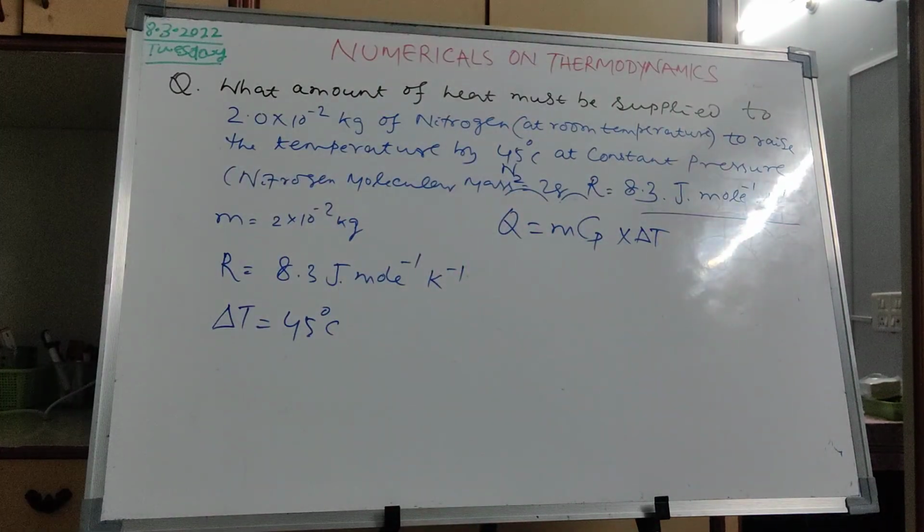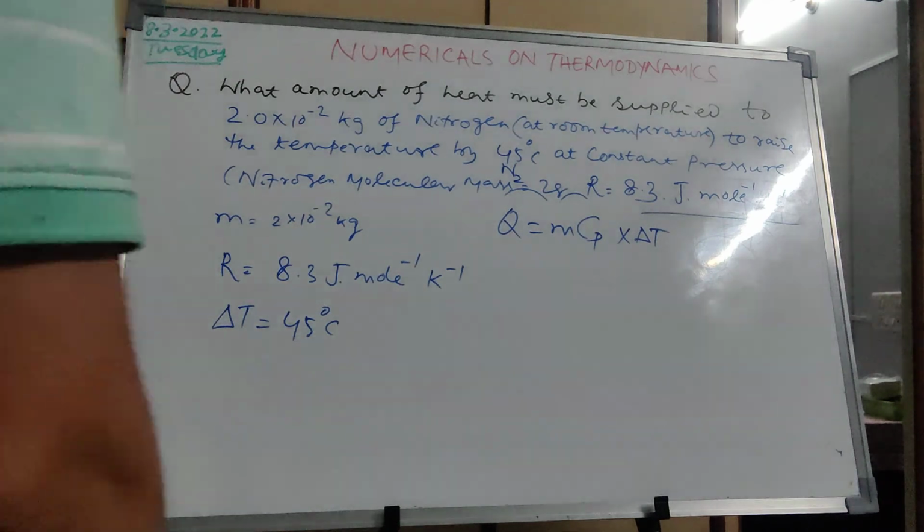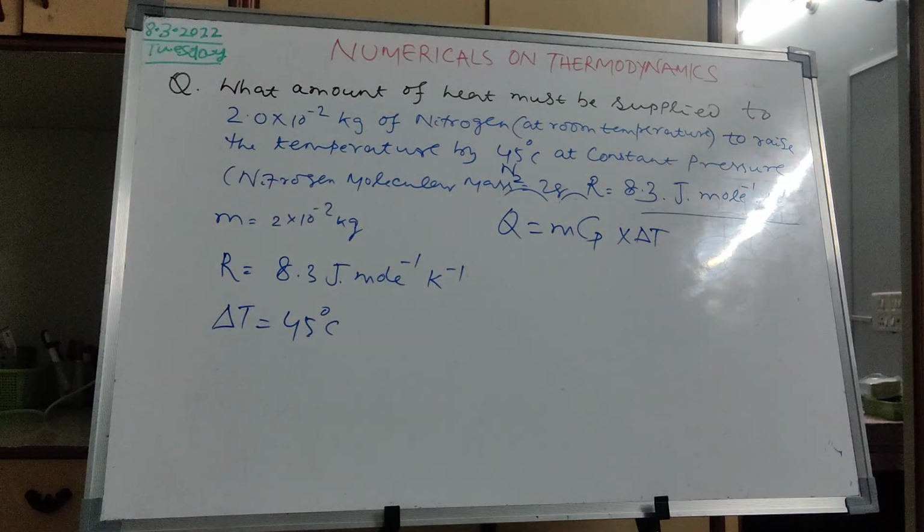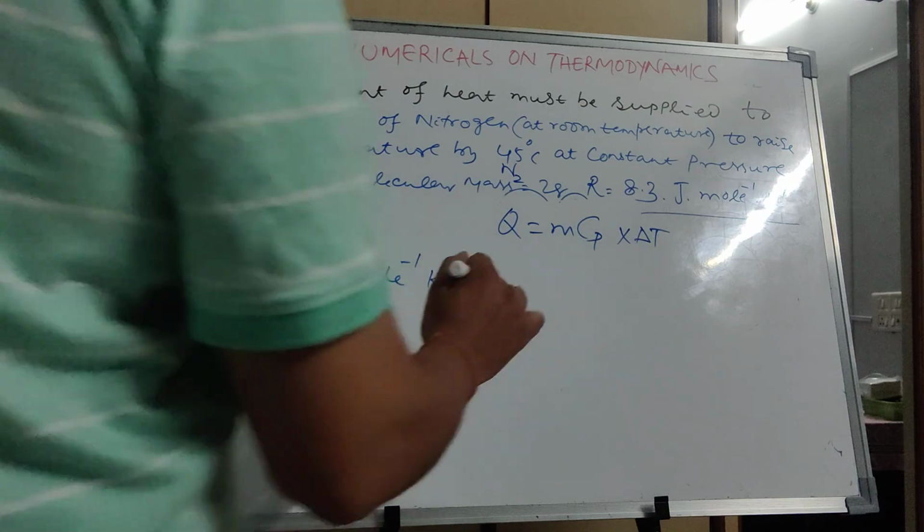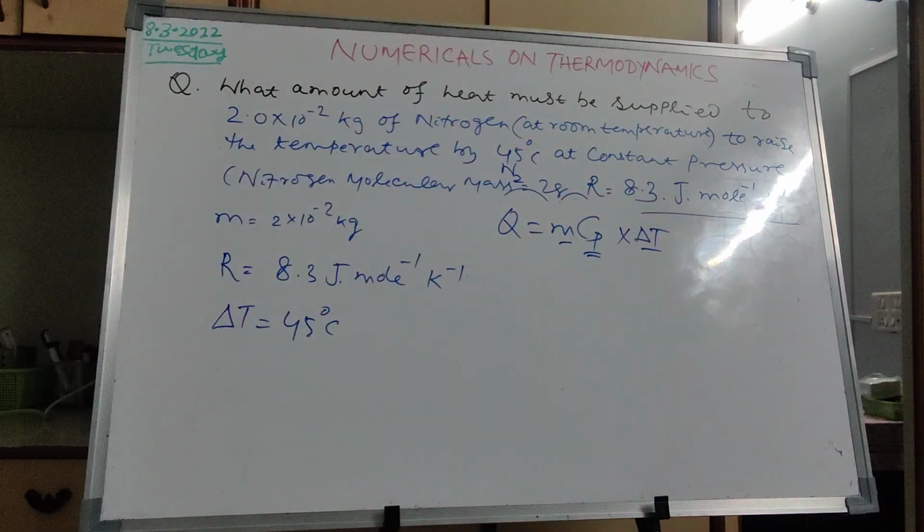If the rise in temperature had happened at constant volume, we would have written Cv. Because it is nitrogen, you are thinking about Cp and Cv. If it is iron, or steel, or aluminum, solids, we will have only one thing, neither Cp nor Cv, only C. So what is the amount of heat that will be required? Mass we know, delta T we know. Then Cp we have to find out.